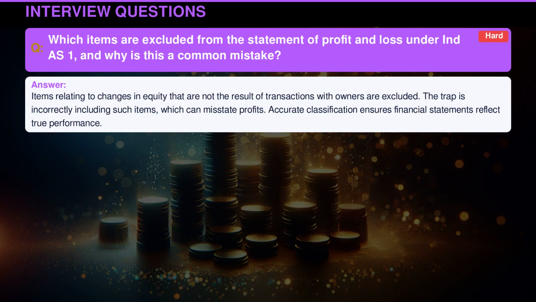Items relating to changes in equity that are not the result of transactions with owners are excluded. The trap is incorrectly including such items, which can misstate profits. Accurate classification ensures financial statements reflect true performance.